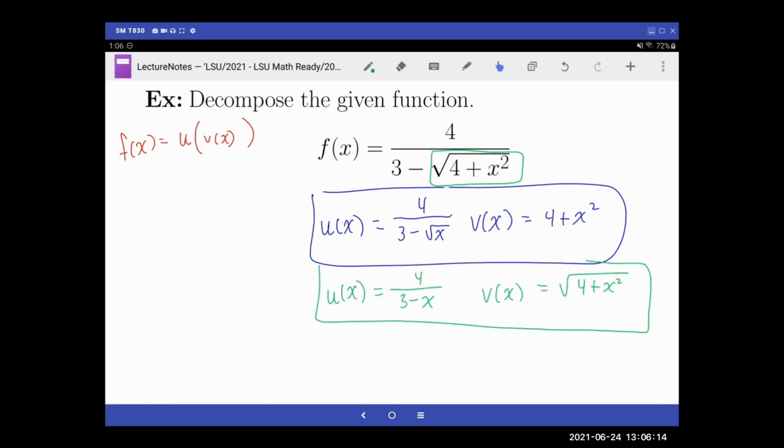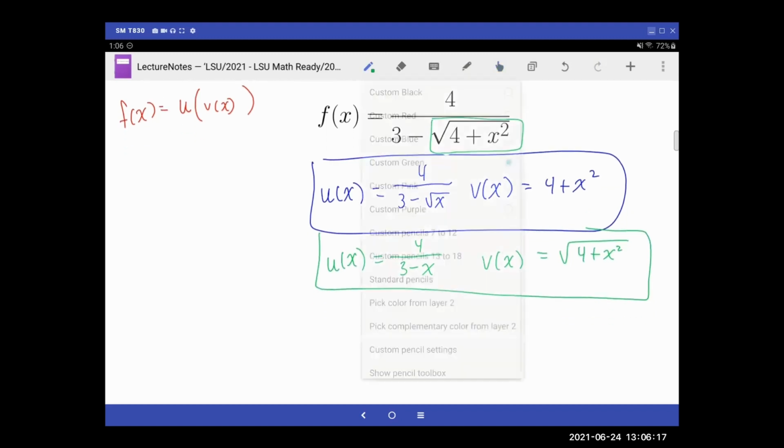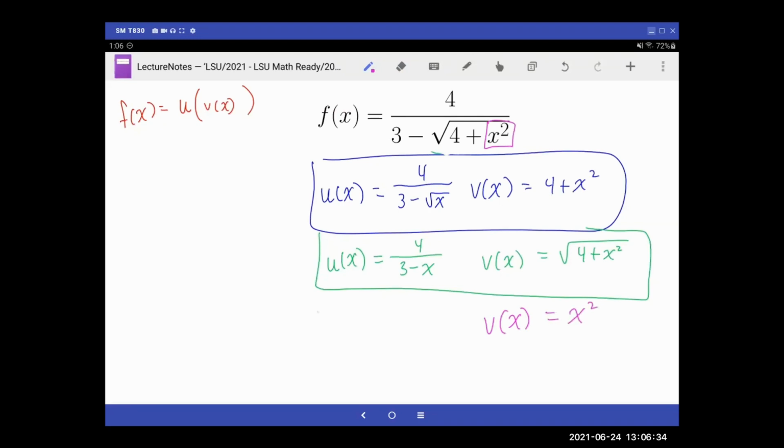Okay, I see several more. I'll do one more option that I see. We'll say v of x is x squared. So I'll put the box around x squared. That means u of x would have to be 4 over 3 minus the square root of 4 plus x. If you composed those two functions together, you would get the original. So that's three options. There are more. That's one of the fun things about this, there are so many options that everyone can have a different answer.